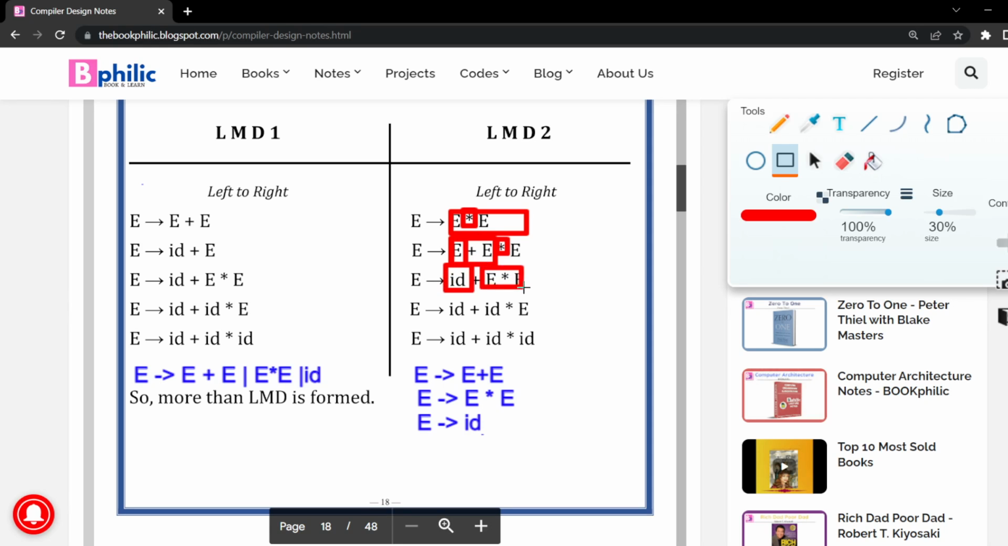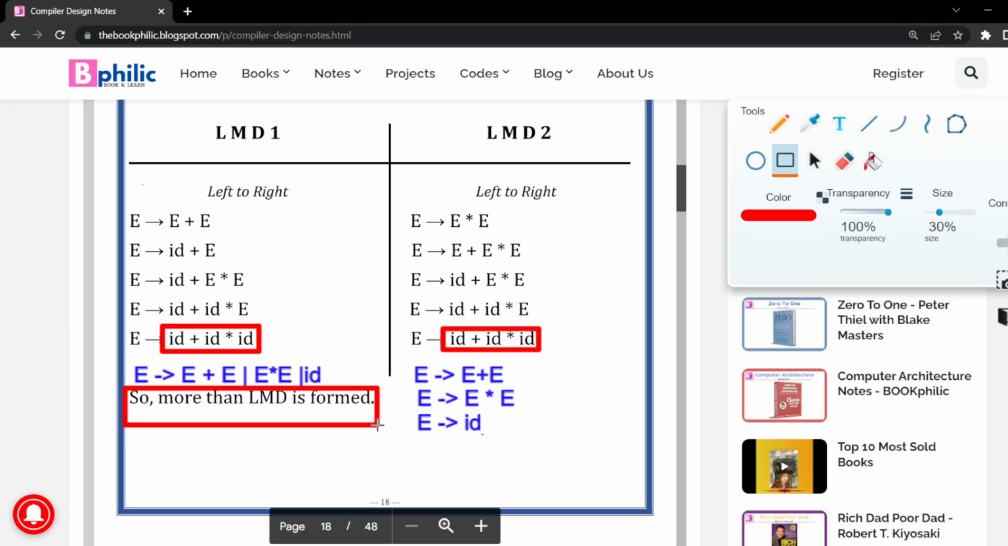Then what will be left? E star E. Now what is left? This middle capital E is left, so this middle capital E will be derived into id. Okay, and what is the leftmost now? Capital E, that is a non-terminal, so we will ultimately derive it into id. So ultimately we are getting the same syntax, id plus id star id, and id plus id star id. So we can say that in this case also the parser will get confused and more than one LMD can be formed. Since more than one LMD can be formed, that's why this is known as ambiguous grammar.